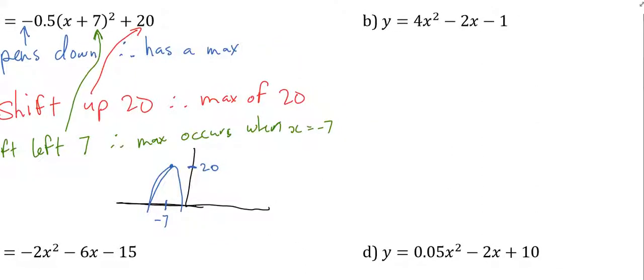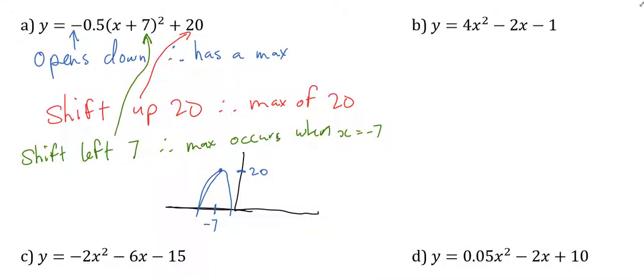What's next? Question B. What's different about this question from question A? That's really important. How do you know that? It's positive. Very nice. So the A value is positive, so it's going to have a minimum. We know that already. What else?